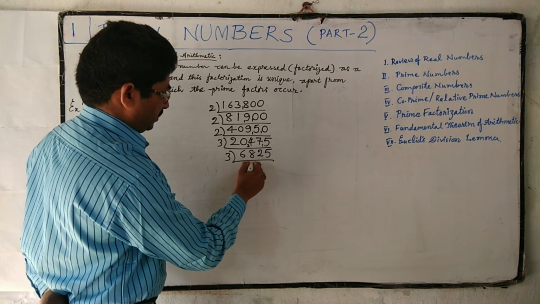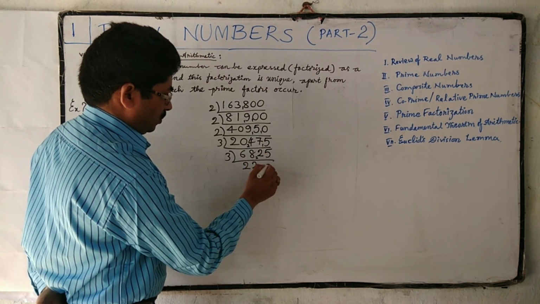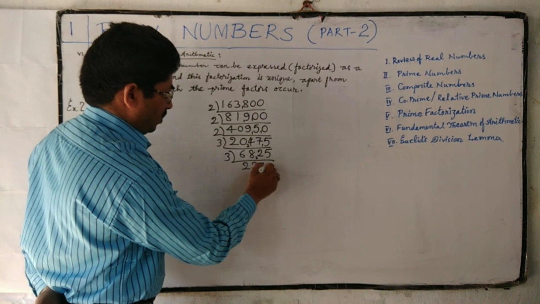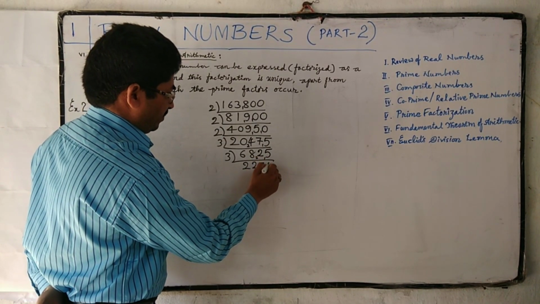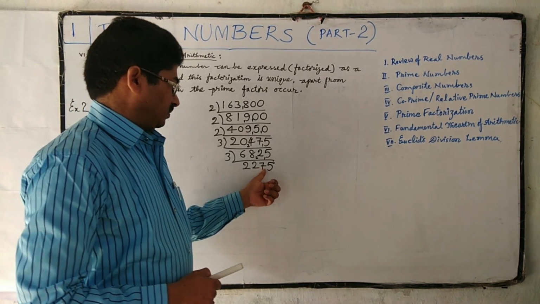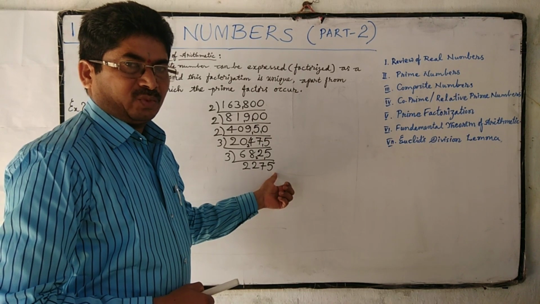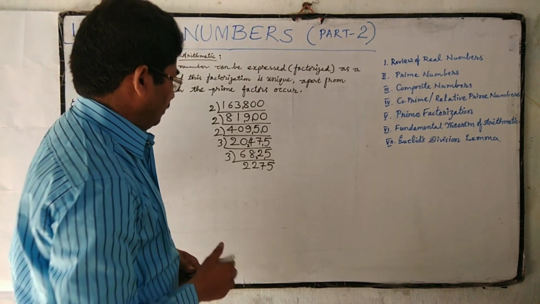3 2s are 6, 3 2s are 6, 3 7s are 21, 3 5s are 15. 2 plus 2 is 4, 4 plus 7 is 11, 16. So it's not divisible by 3. That's why I take 5.